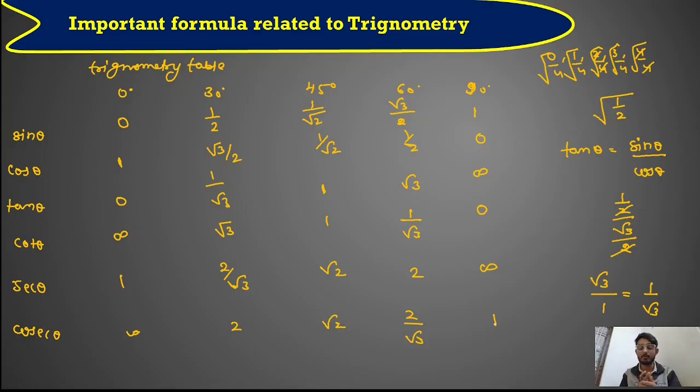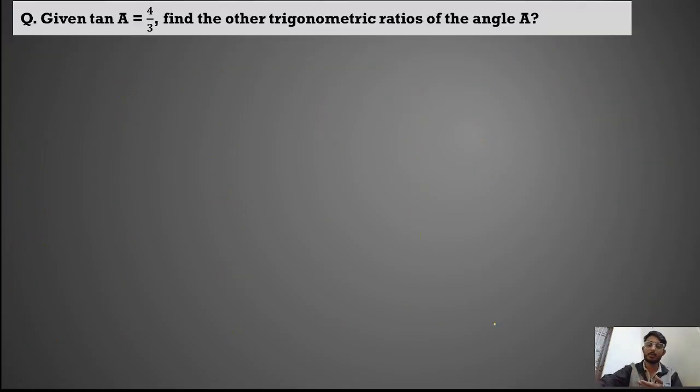So now we move on to another topic, which is to find a value. This is basically a very simple question. You have to do this by theorem. So solution: you are given tan A equal to 4 by 3, and you have to find the other trigonometric ratios of the angle A.